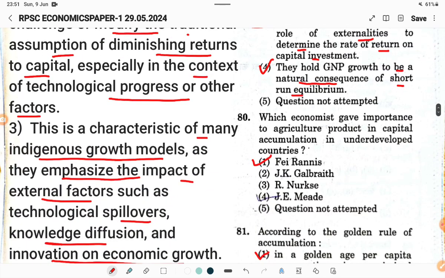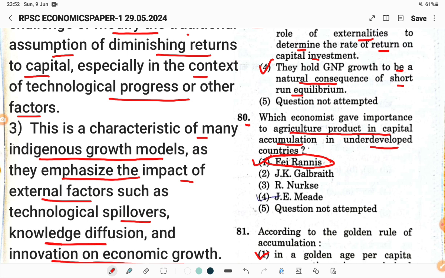Now the next question, 80th question, is: which economist gave importance to agricultural product in capital accumulation in underdeveloped countries? So this is an easy question. We all know the Fei-Ranis model, or we can say Fei-Ranis economists gave the importance to the agriculture product in capital accumulation in underdeveloped countries.